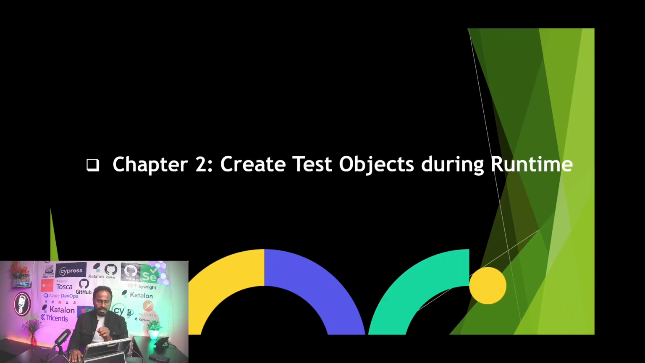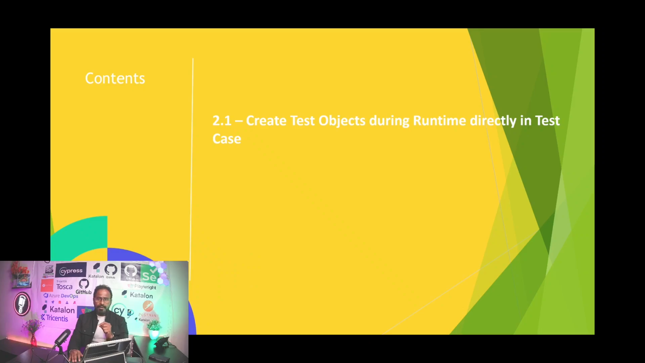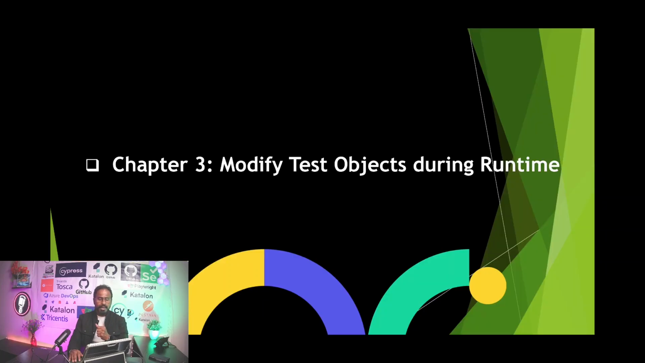And then chapter 2, create test objects during runtime. In this chapter, we are going to start creating test objects during runtime directly in test case by using Katalon Studio. And then we are going to create a keyword for dynamic runtime objects. In chapter 3, how can we modify test objects during runtime? That is what I'm going to cover.